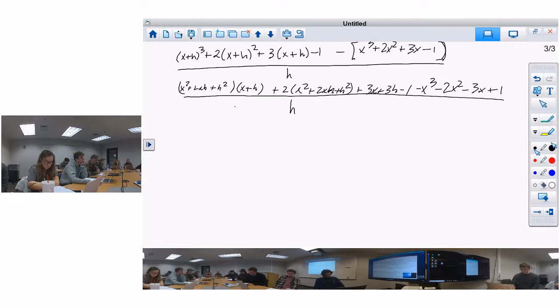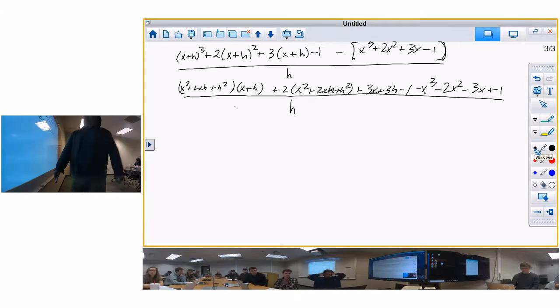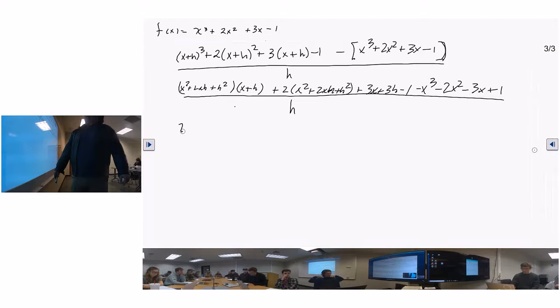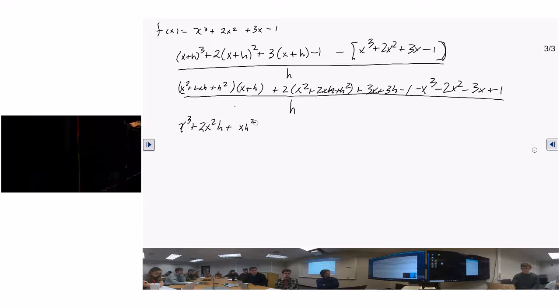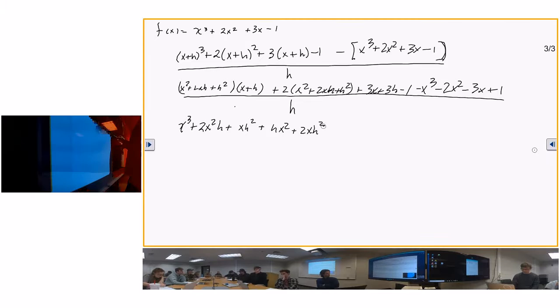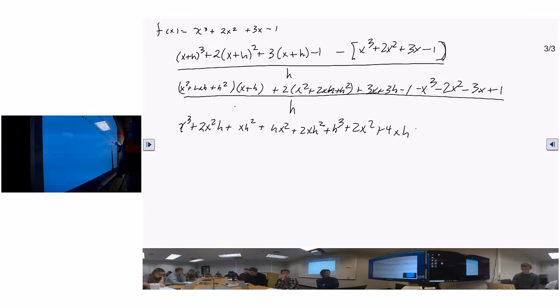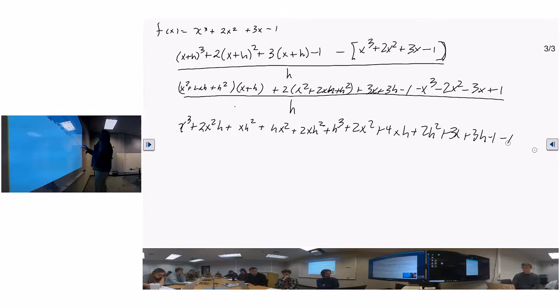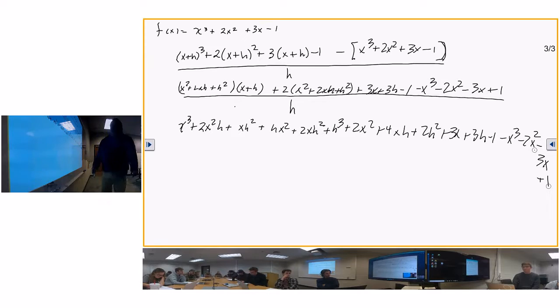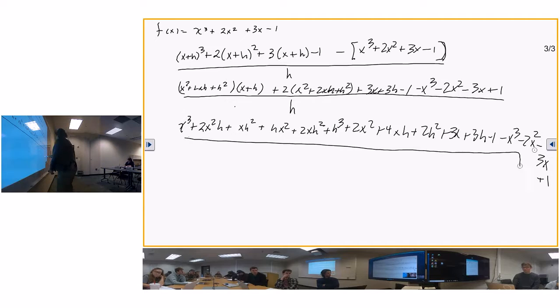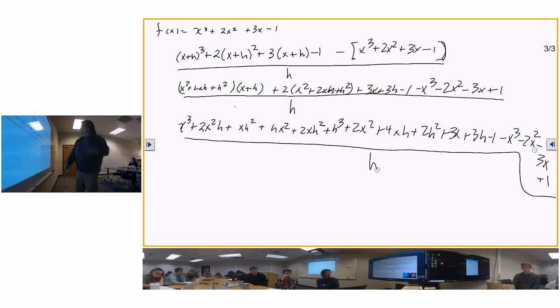So, let's go ahead and get that first monkey wrench done. That's going to be x cubed plus 2x squared h plus x h squared plus h x squared plus 2xh squared plus h cubed plus 2x squared plus 4xh plus 2h squared plus 3x plus 3h minus 1 minus x cubed minus 2x squared minus 3x plus 1, all that over h.